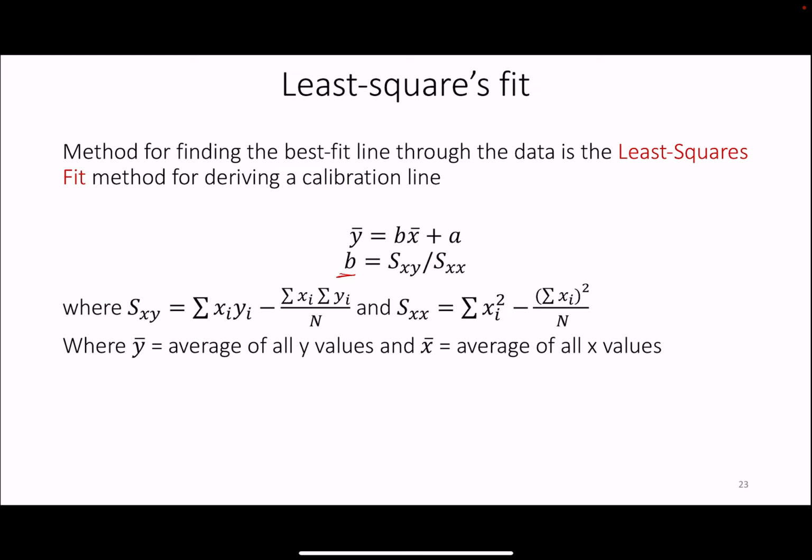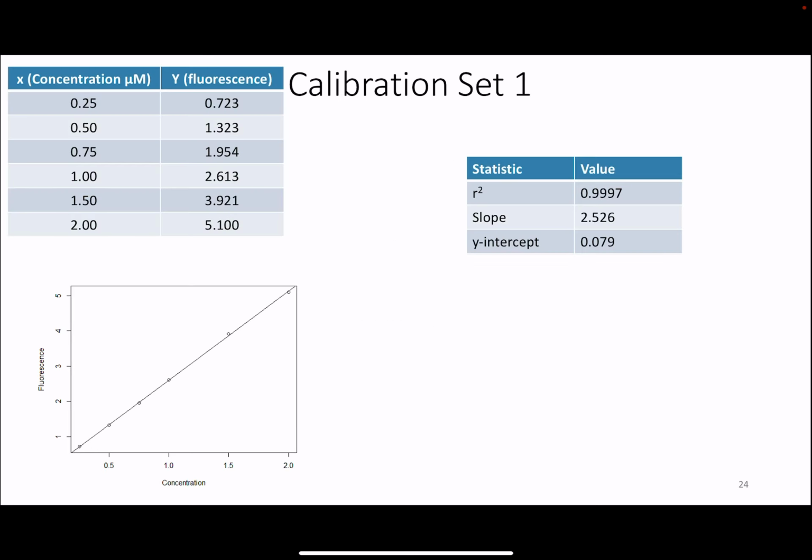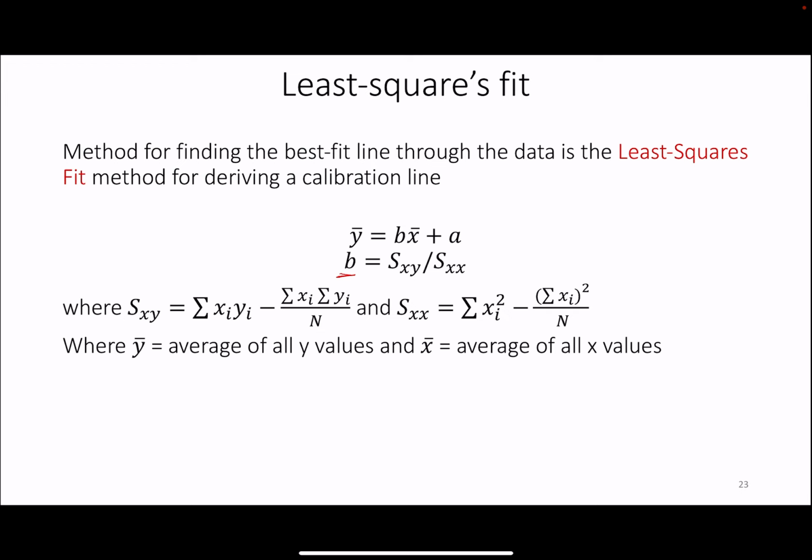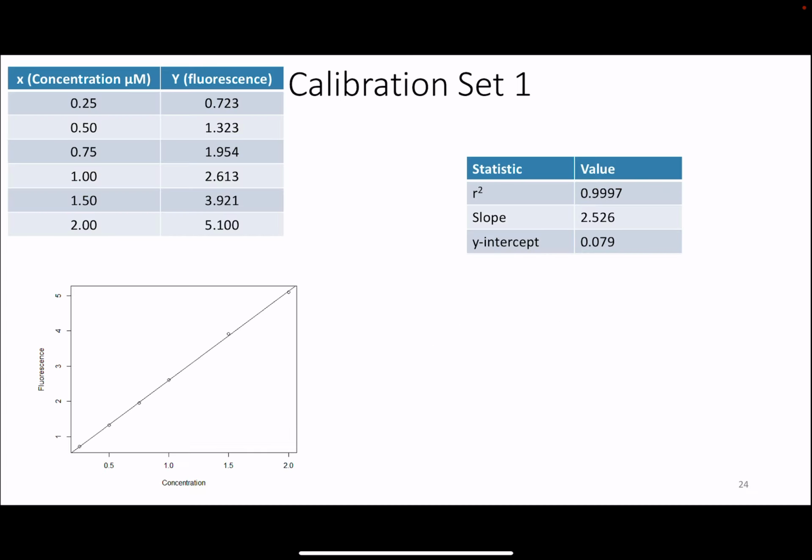First you calculate the sum of squares of xy and the sum of squares of xx using these formulas. Once you get the slope, it's fairly straightforward. You know y bar, you know b because you just calculated it, you know x bar, and then you calculate a, the intercept. So for this calibration set, we've got our R squared, our slope, and our y-intercept.